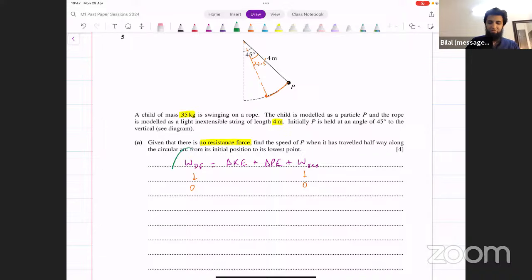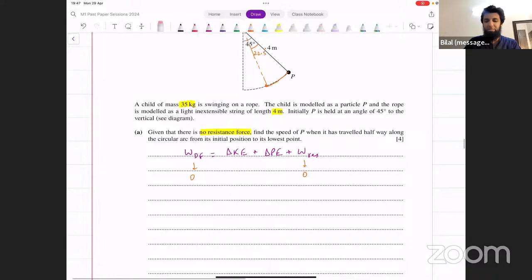There's no driving force as well. When there's no driving force and there's no resistance, remember, you can also use conservation of energy, right? In this case, energy would also be conserved. At every single point in this diagram, energy would basically be the same.